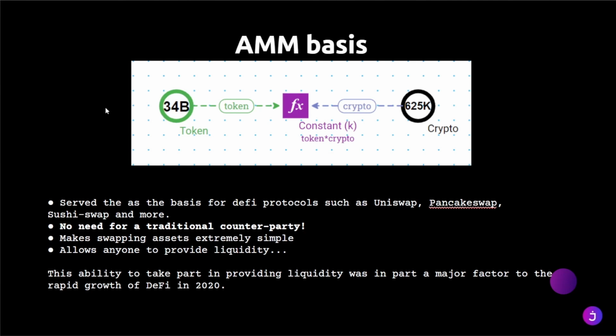It is a major change to traditional order book designs that include putting a bid or an ask price when switching between currencies. The AMM changes this model and makes swapping assets simple, as it relies upon a pool of assets already available. What's more is that anyone can contribute to the liquidity of this pool and be rewarded for doing so. This created a way for users to put their tokens to work. This ability to take part in providing liquidity was in part a major factor for the rapid growth of DeFi in 2020. To unpack this some more, let's get into how an AMM works.